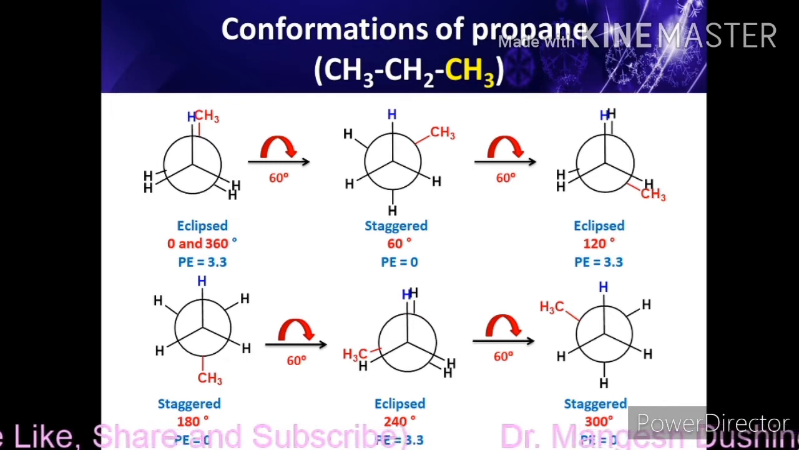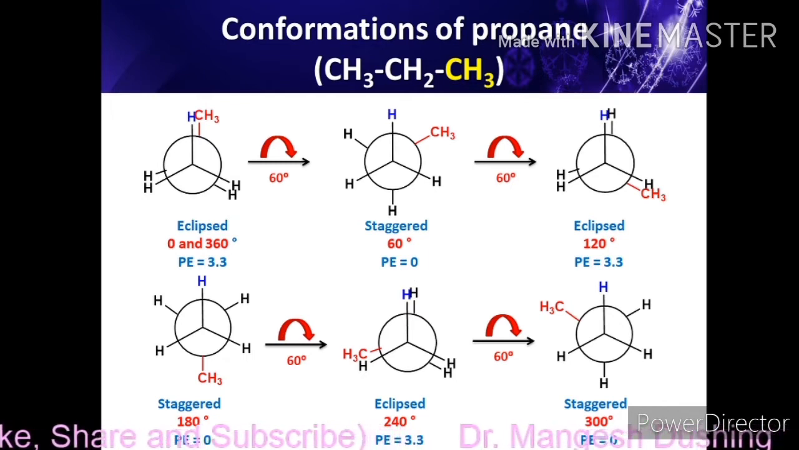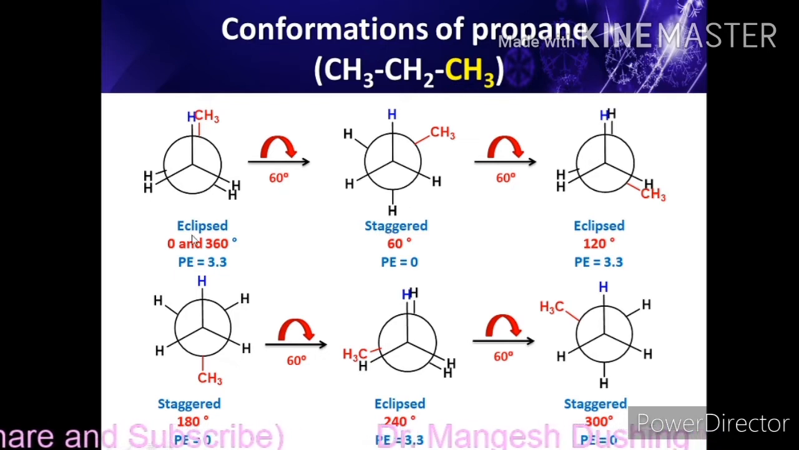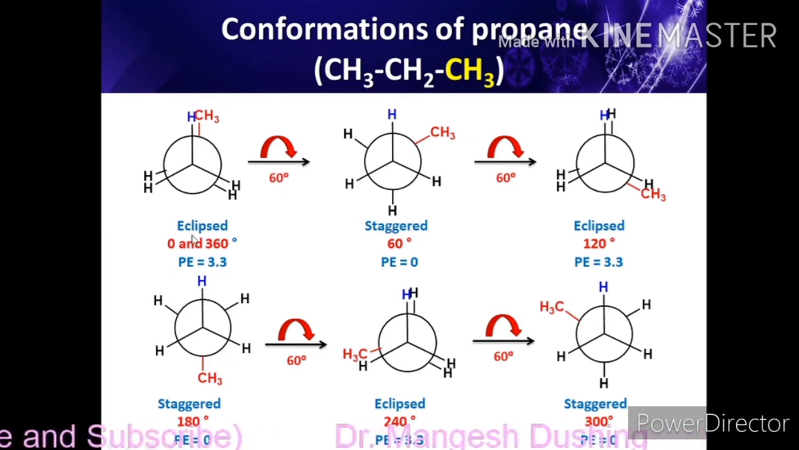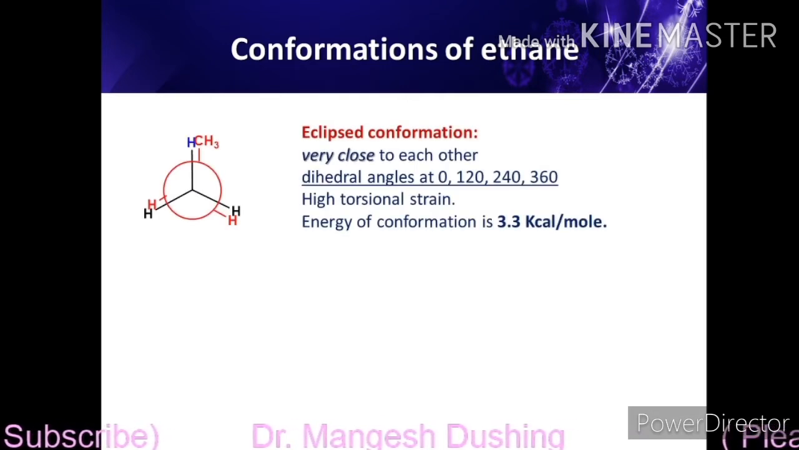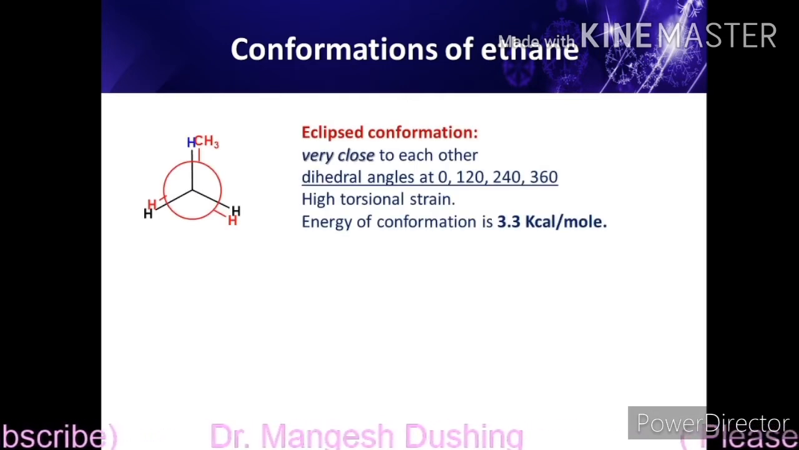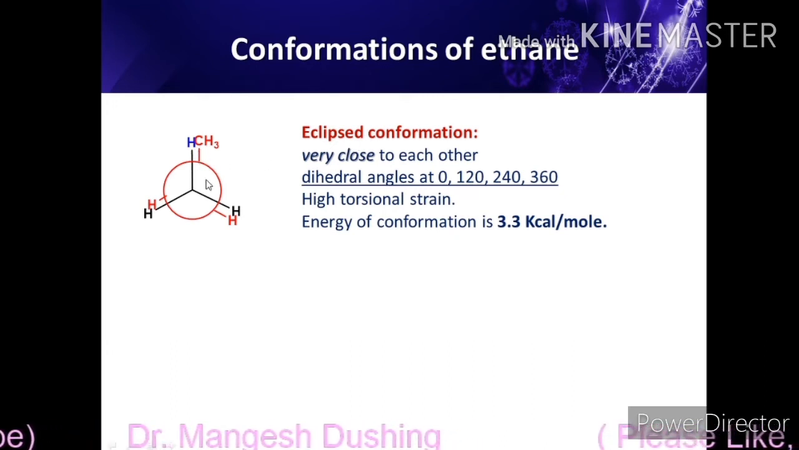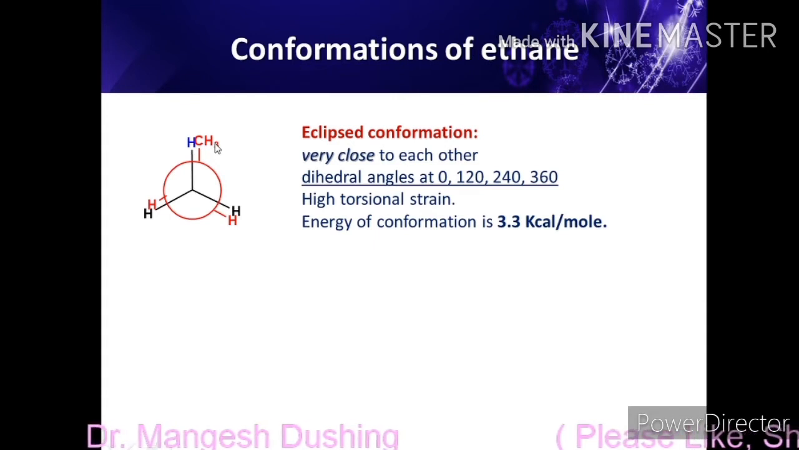As the potential energy increases, the molecule will become unstable. So in this case staggered conformation is more stable than eclipsed conformation. Now we will see the conformations of ethane. So first is the eclipsed conformation. In the eclipsed conformation, all the bonds are parallel to each other, they are very close to each other.